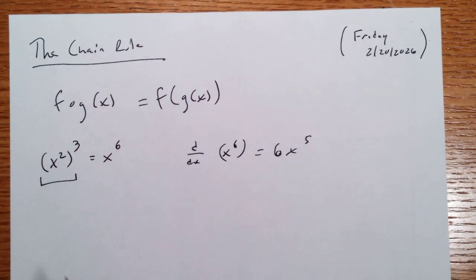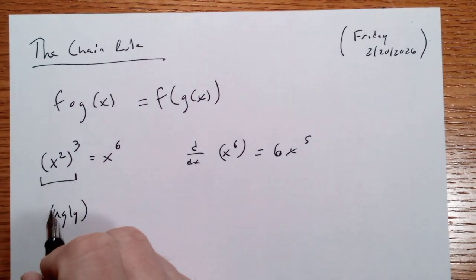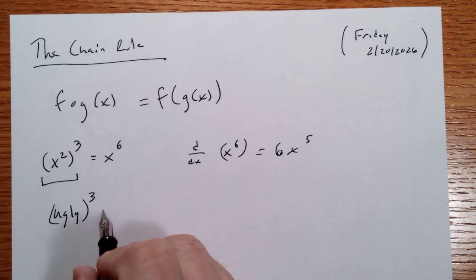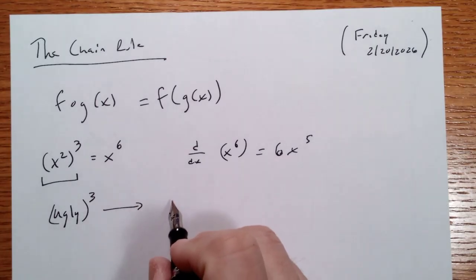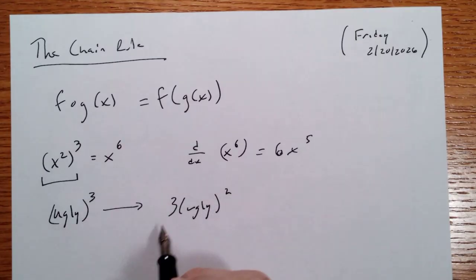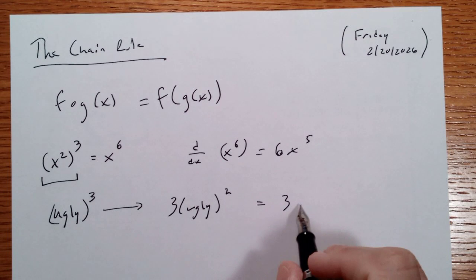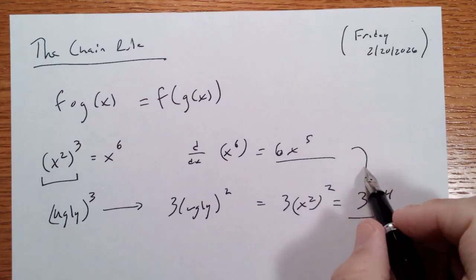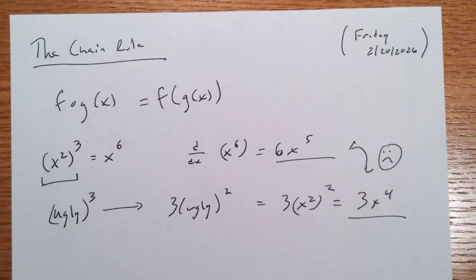But if I consider this as ugly thing cubed, right? Thing cubed, then I'm looking at just the outside function. And I say, oh, well, the derivative would be 3 ugly squared. But this derivative isn't taken in terms of x. And notice those are different. That makes me unhappy.